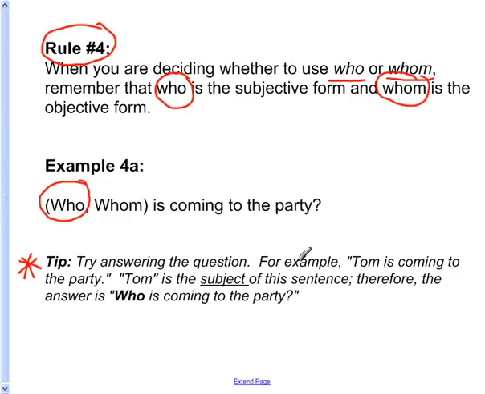Again, answer the question, Tom is coming to the party. Tom is the subject of the sentence. So the who or whom in this case is referring to the subject. The subject form is who. Whom is the object form. Who is coming to the party is correct.